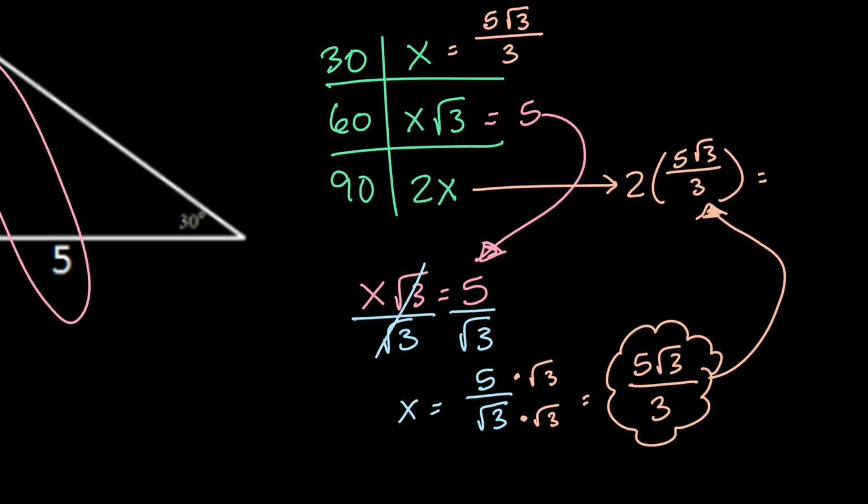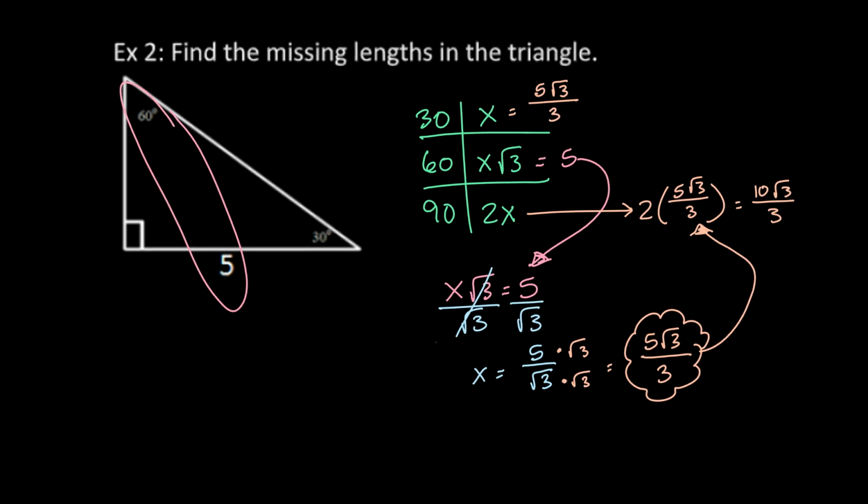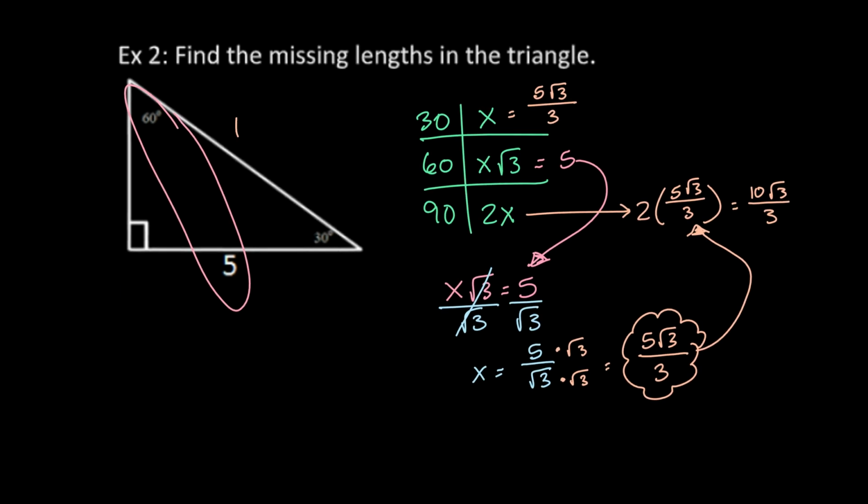And am I multiplying the 2 times both 5 and square root 3? No, that would be double multiplying one term. Just multiply the 2 times the 5 and you get 10 square root 3 over 3. So this means across from the 90 is 10 square root 3 over 3. And across from the 30 is 5 square root 3 over 3.